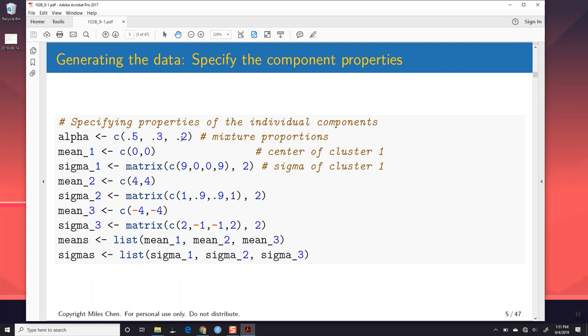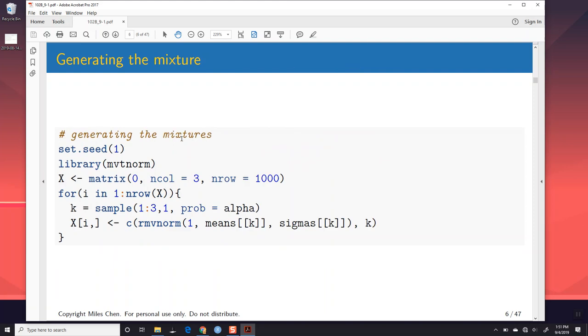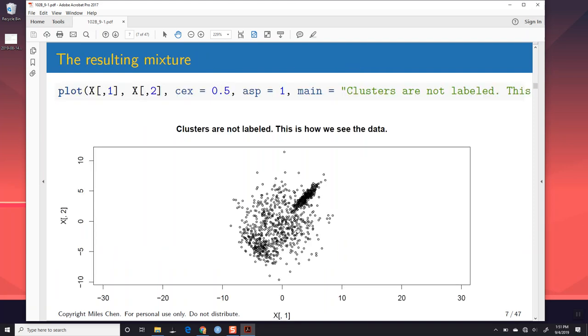So our data itself is a mixture, and this is what we have, okay? So you can kind of see it. In the center, we've got this big mix of data, okay? And then we've got data that belongs to the cluster where the center is 4, 4, and there's high covariance there. And then we've got data where the center is -4, -4, and there's negative covariance, and you can kind of see the cloud of points here, okay?